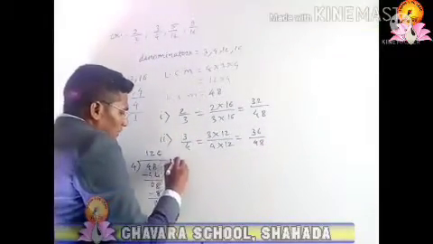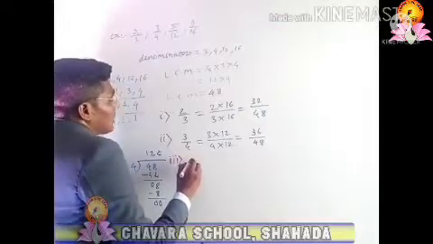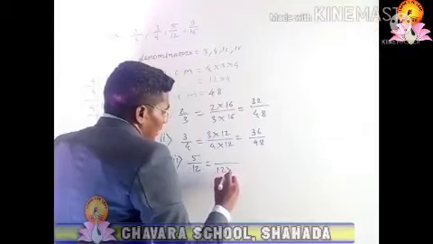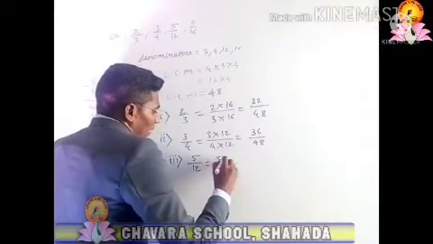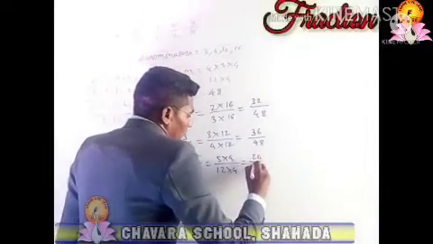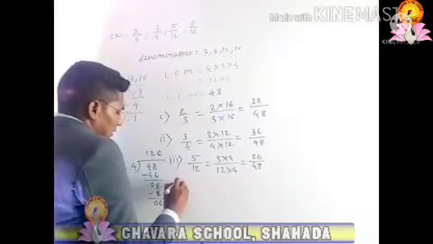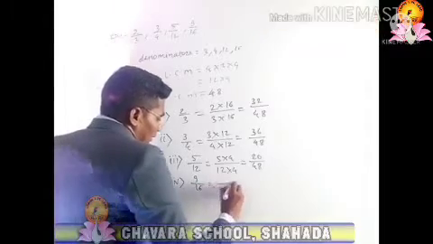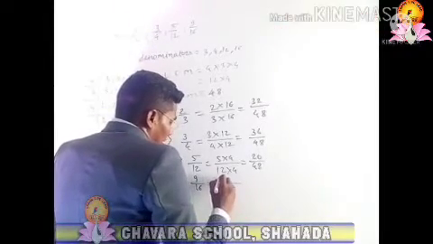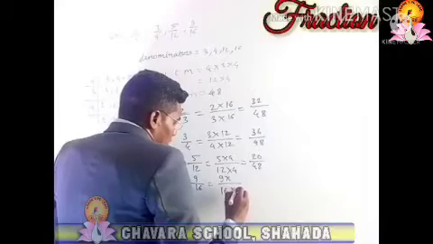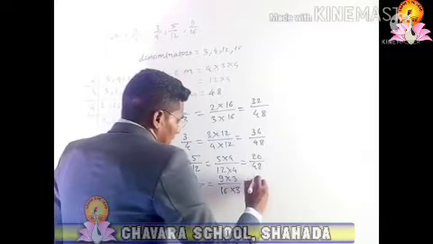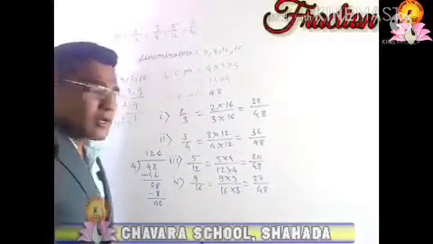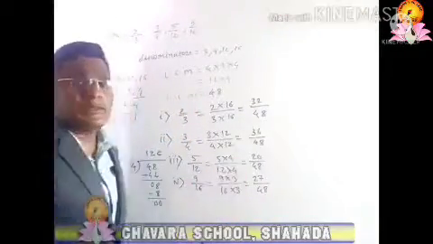By using that same method, we can solve the third fraction, that is 5 by 12, as 12 multiplied by 4 and 5 multiplied by 4, it is equal to 20 by 48. And the last fraction is 9 by 16, and 16 multiplied by 3 and 9 multiplied by 3, then it is equal to 27 by 48. This is how we converted unlike fractions into like fractions.